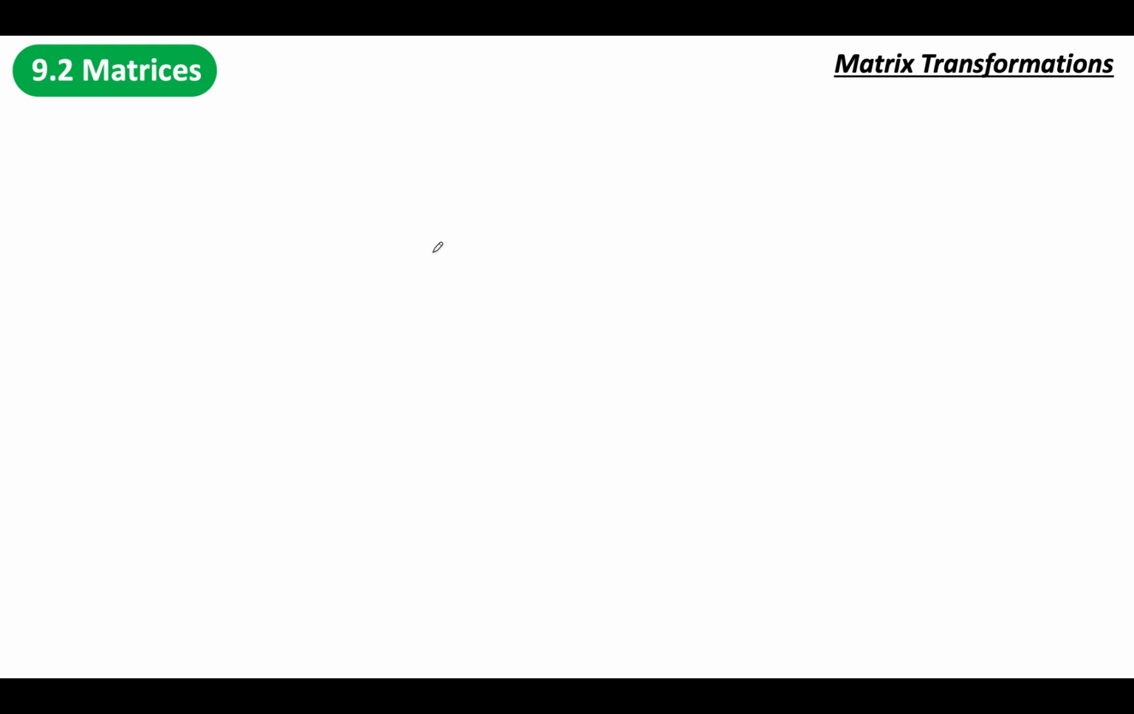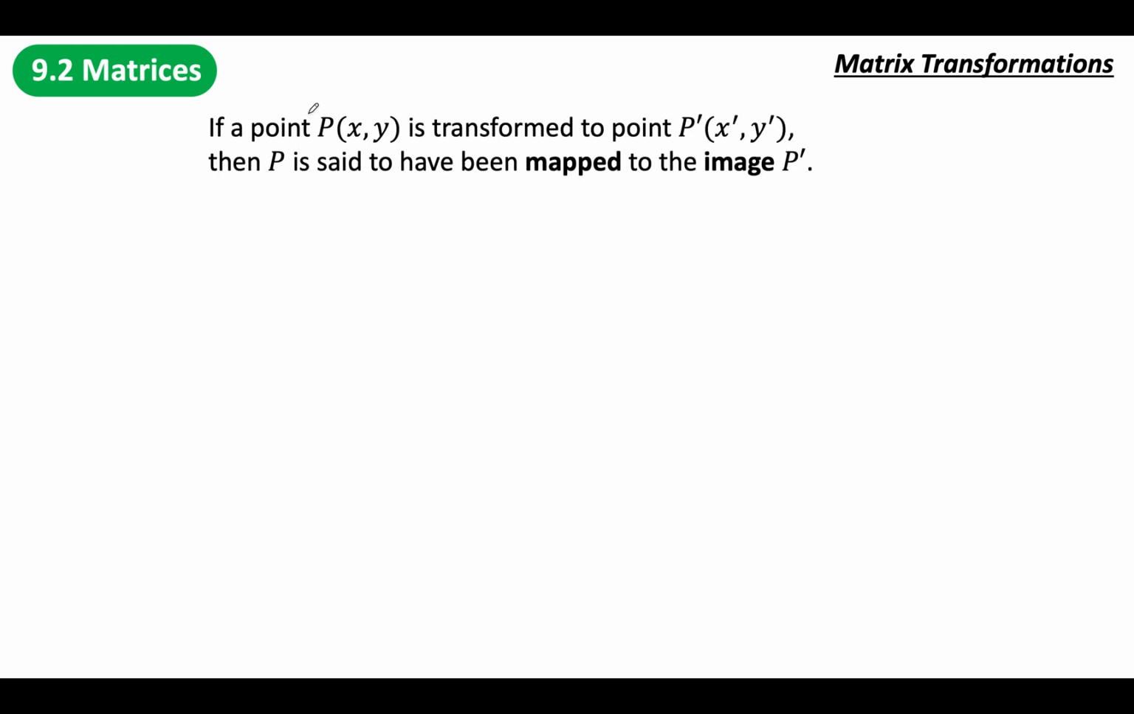Matrix transformations then. So what's the point of matrices? Well, that's because they can do stuff like this. Right, let's start with if a point, just any old point P, which has coordinates x, y, is transformed to a different point, so P dash, we say its coordinates are x dash, y dash. Then P is said to have been mapped to the image P dash. Right, so the mapping is where it's moving, and the image is actually where it ends up.